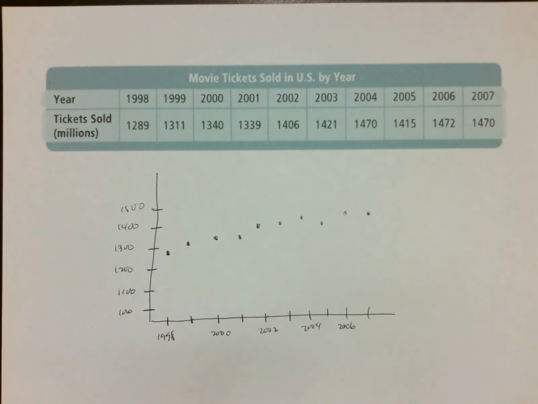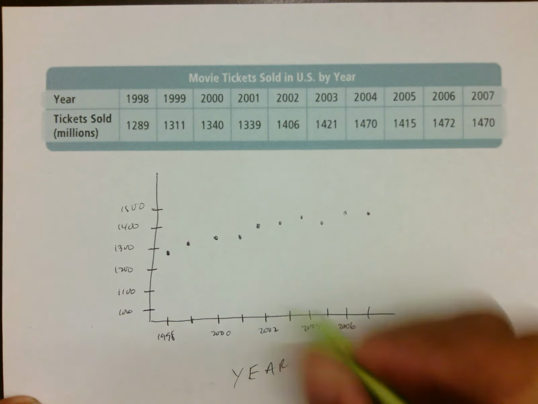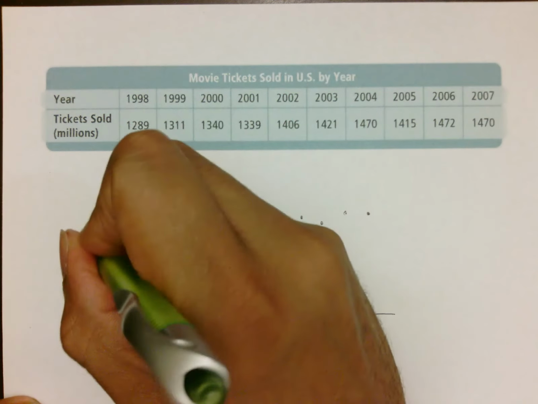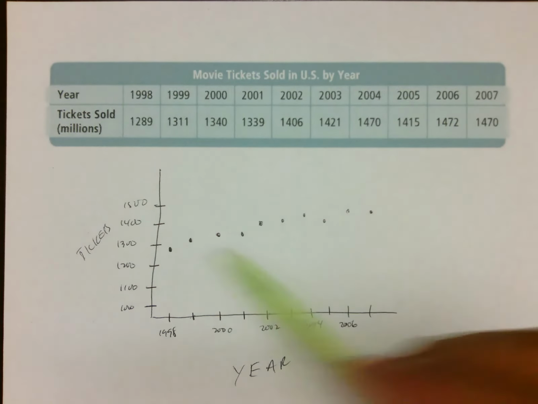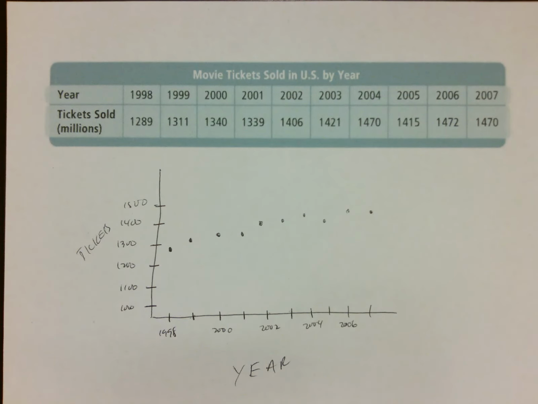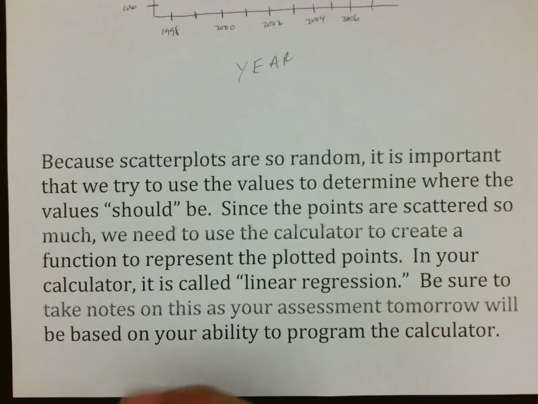But the key thing I want you to notice is, first off, we have to label our parts there. So year and tickets. But I just want you to notice again that the dots are not in a straight line. That's why it's called a scatter plot. Because scatter plots are so random, it is important that we try to use the values to determine where the values should be. So again, what you call that is a trend line, or a line of best fit.